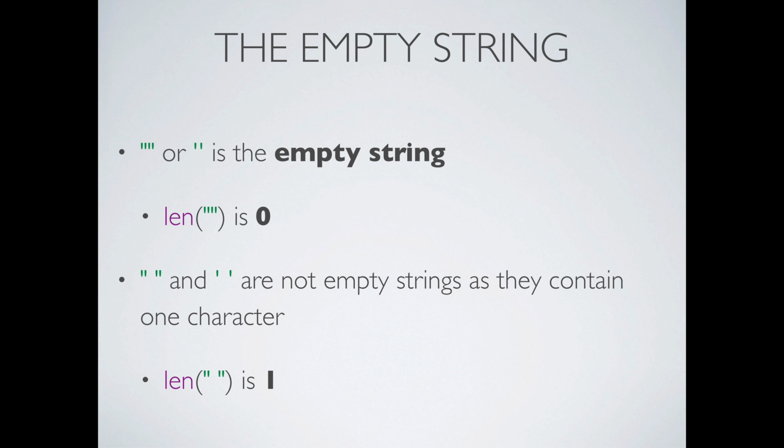Something I do want to point out is that on this second bullet point, these 2 strings have a space character in them. So even though it looks like there's nothing in them, there is something in them. The space character counts as a character. So the string that just has a space character in it is not the empty string, because its length is 1. The empty string is literally only the string that has nothing in it, the string whose length is 0. So do keep that in mind.